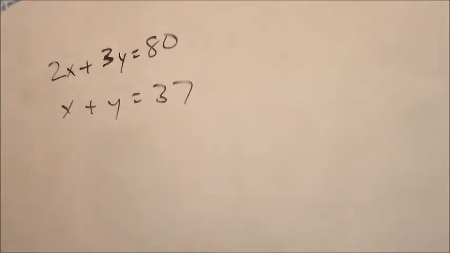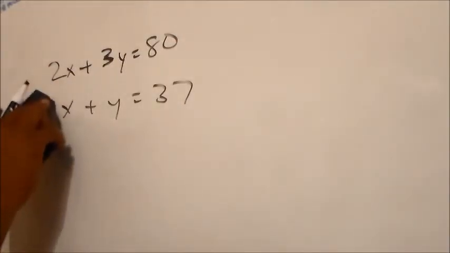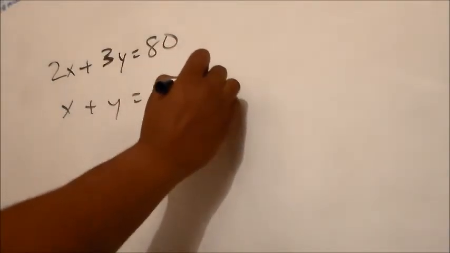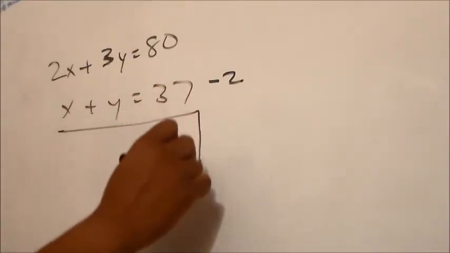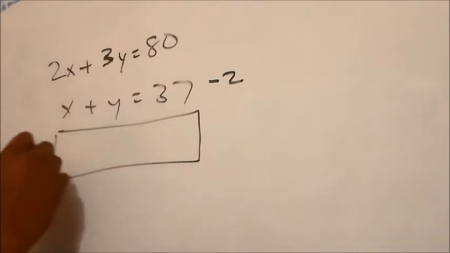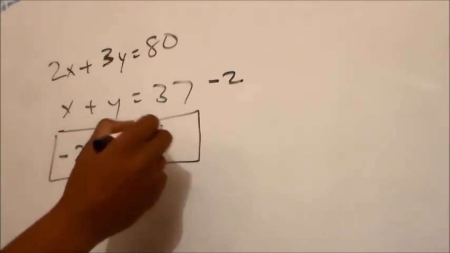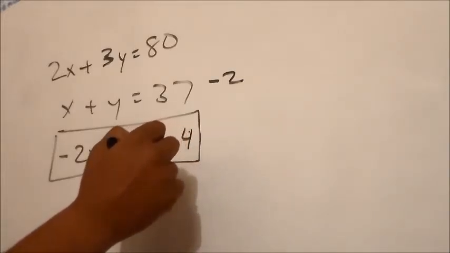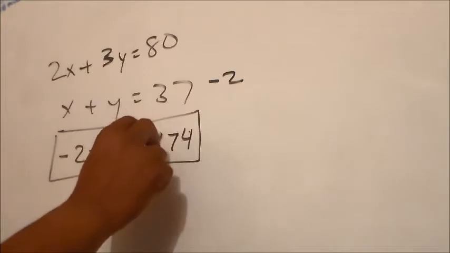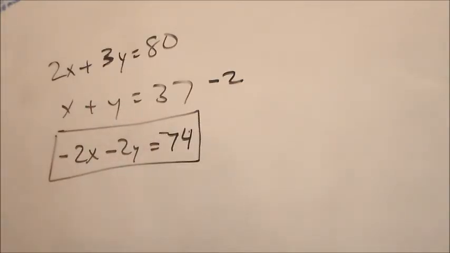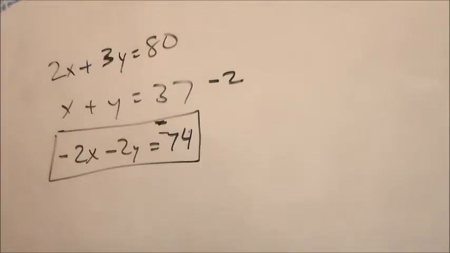All right. So, what I could do is multiply the bottom by -2, and we come up with a new equation. If I multiply this by -2, it'll be -2x minus 2y equals -74. And that almost looks like it's a part of 7, so I'll put a negative 74 there.